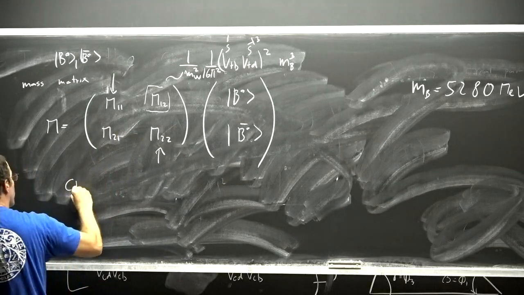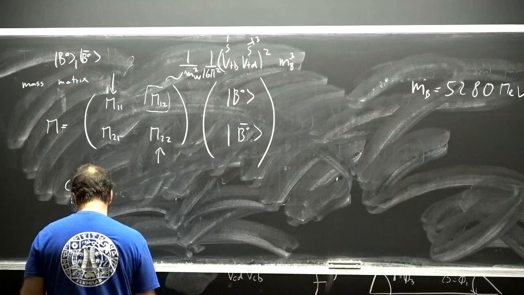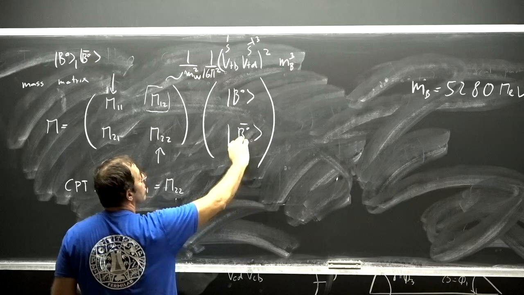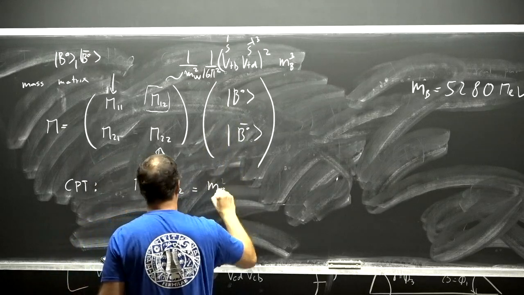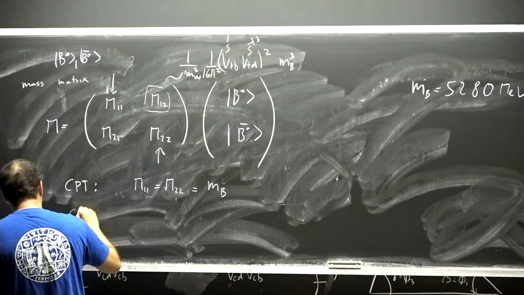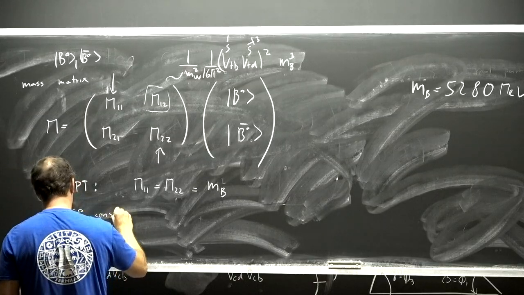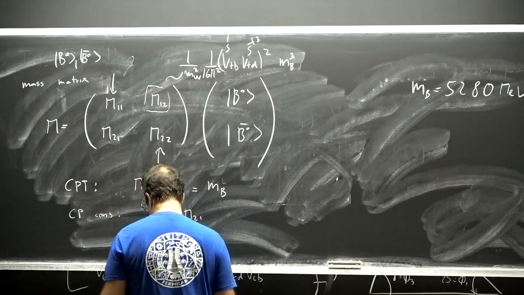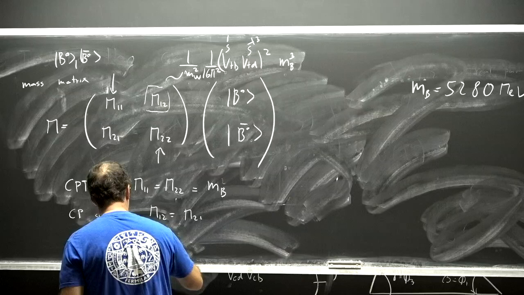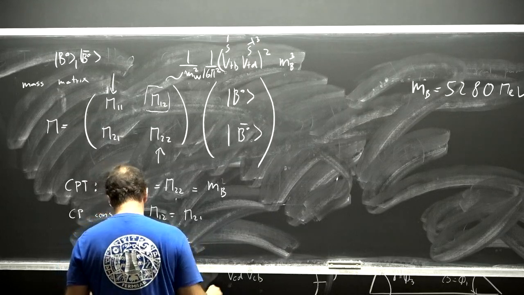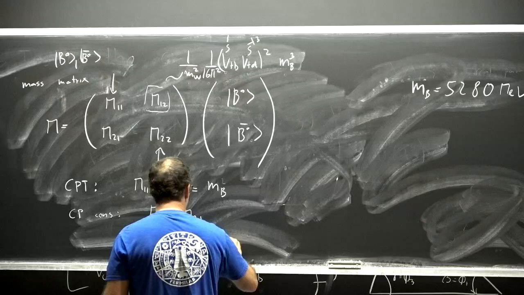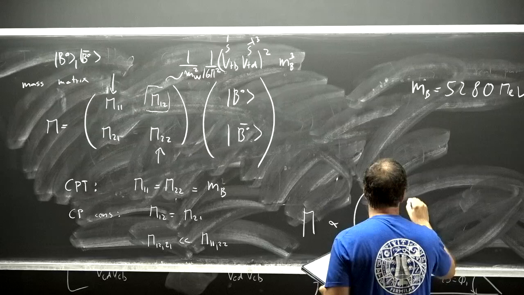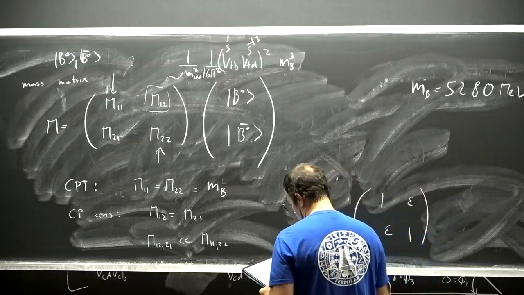Now we know something about this even without measuring. CPT conserved means that the mass of the B0 and B0 bar need to be the same. If CP is conserved, then the off-diagonal elements are also the same. And as I said, they are much smaller than the diagonal ones. So therefore, this M looks something like this. So it's big elements and then things super small on the off-diagonals.